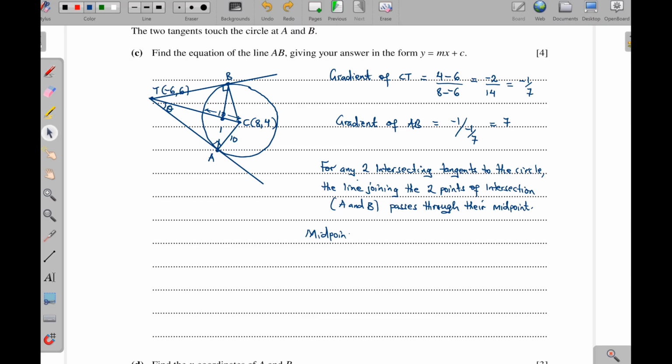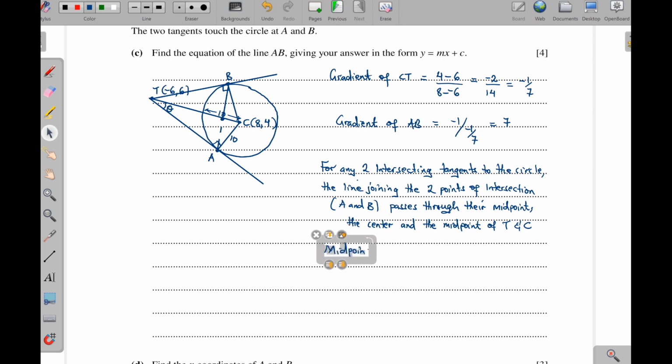In fact, I'm going to say it passes through the midpoint of the center and the point of intersection, and it passes through their midpoint, the center, and the midpoint of T and C. Okay, T and C. It passes through the center and the midpoint of T and C. Yes. So let us do that.